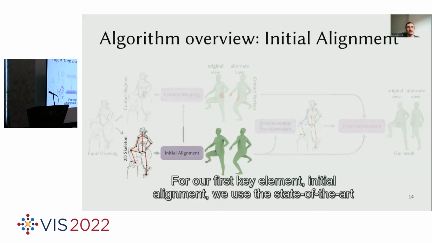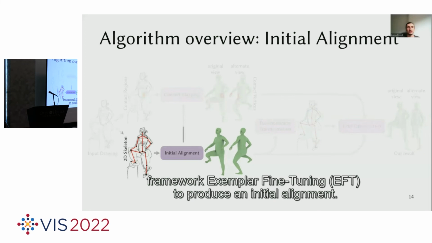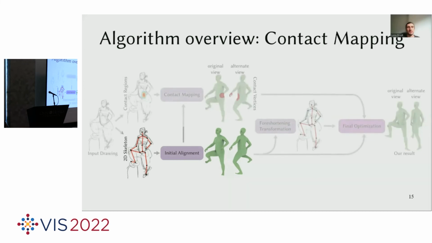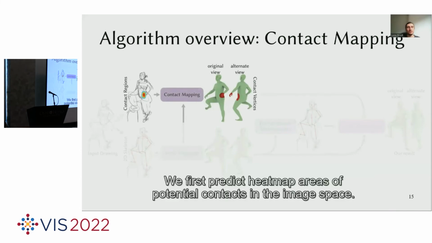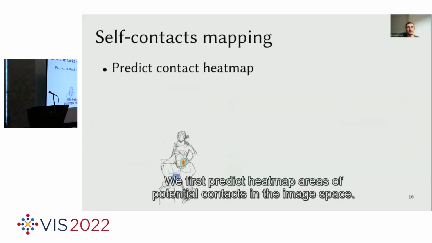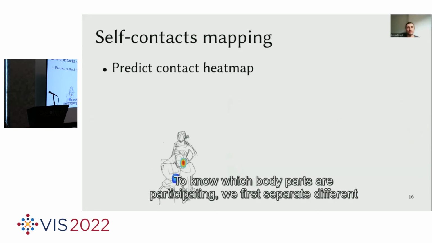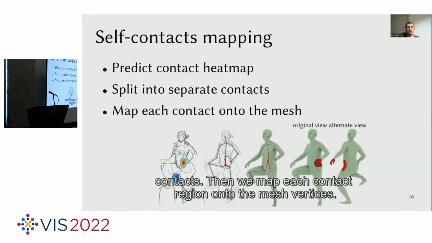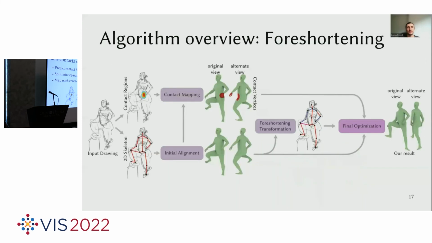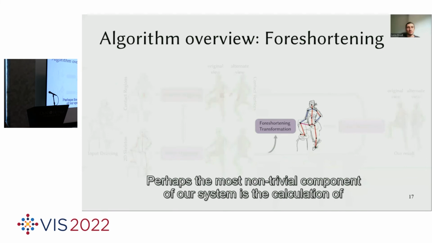For our first key element, initial alignment, we use the state-of-the-art framework exemplar fine-tuning to produce an initial alignment. For our second key element, self-contacts, we first predict heat map areas of potential contacts in the image space. To know which body parts are participating, we first separate different contacts, and then we map each contact region onto the mesh vertices. Perhaps the most non-trivial component of our system is calculation of foreshortening.